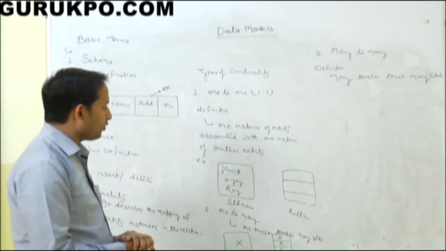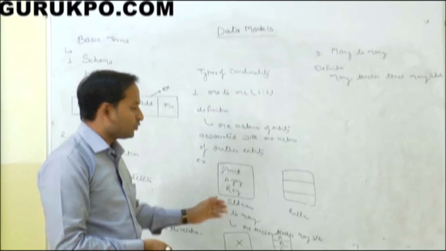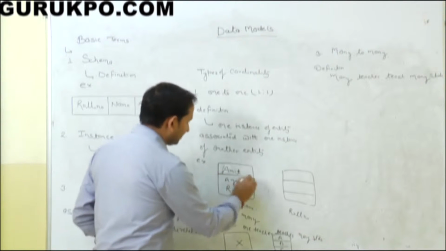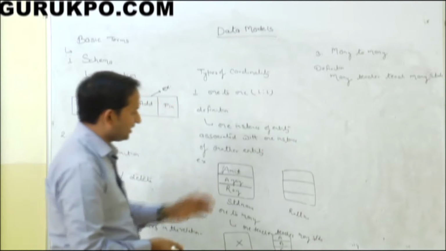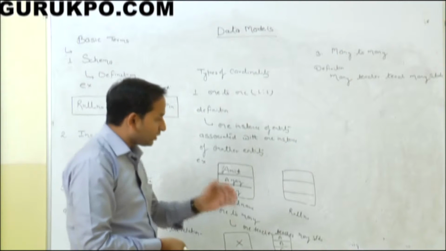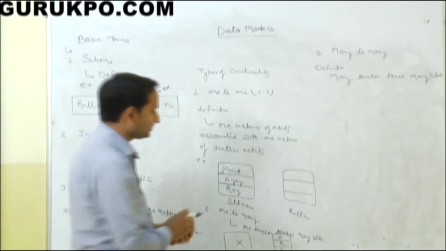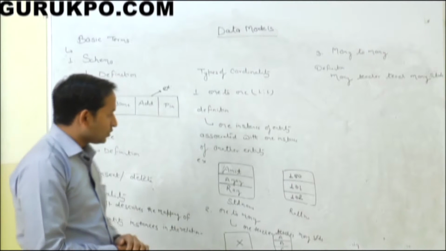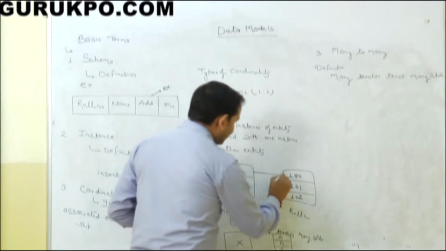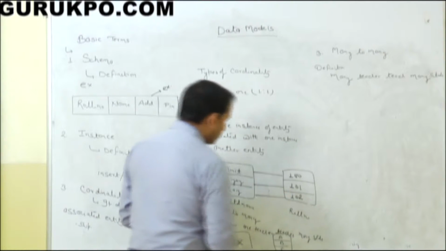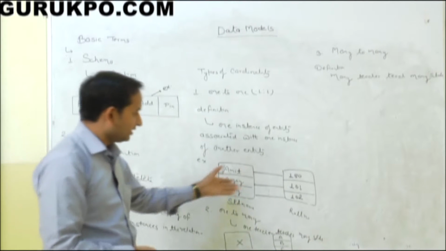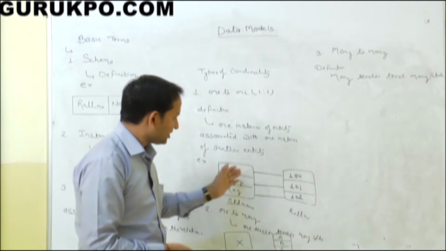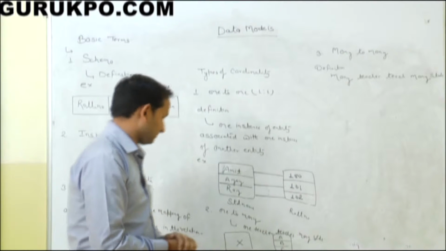For example, suppose we have an entity set student name and it contains multiple student names. Here we have three student names, Amit, Ajay and Raj. Their corresponding another entity set is called roll number. All students have a unique individual roll number. So this is called one-to-one mapping. Each student has a unique roll number.